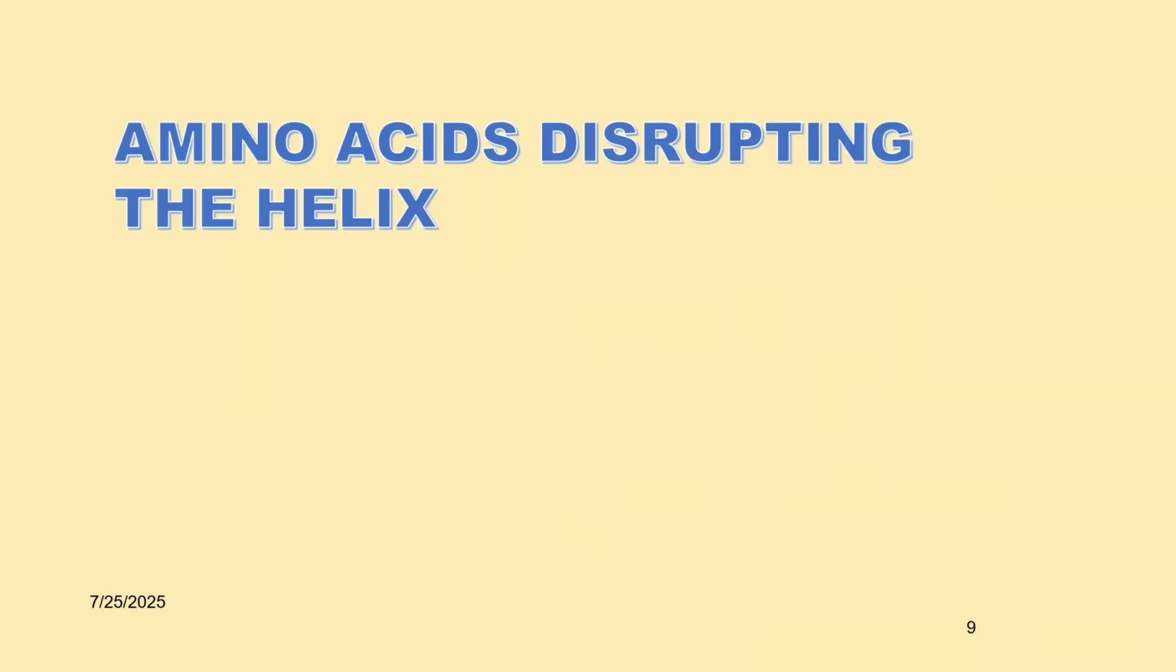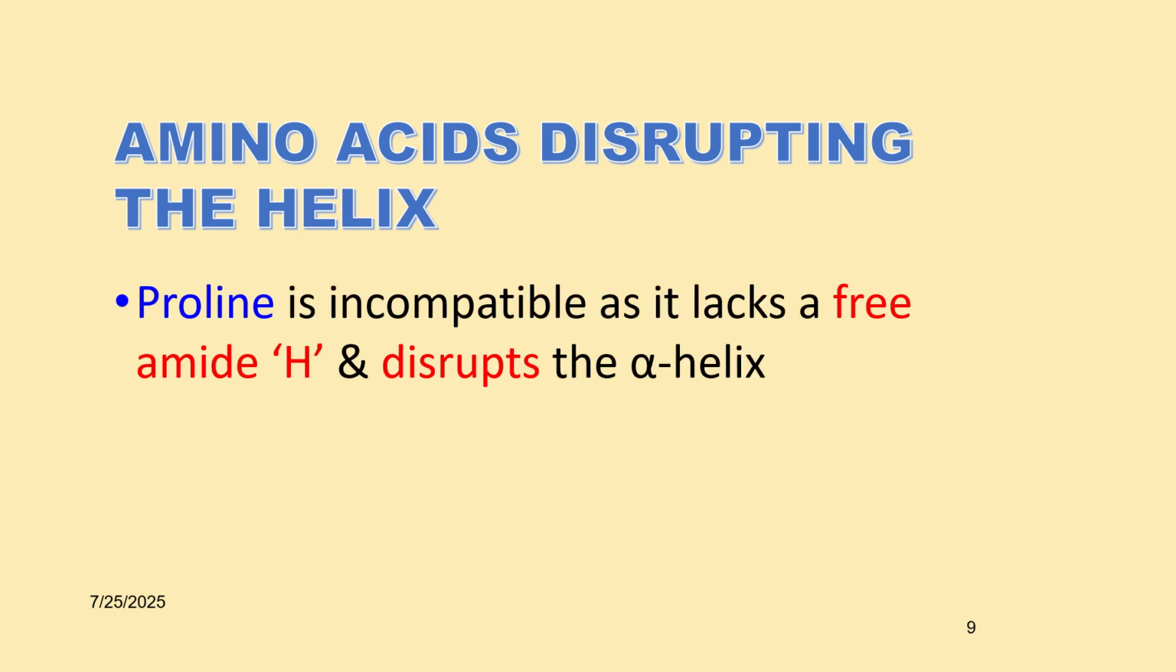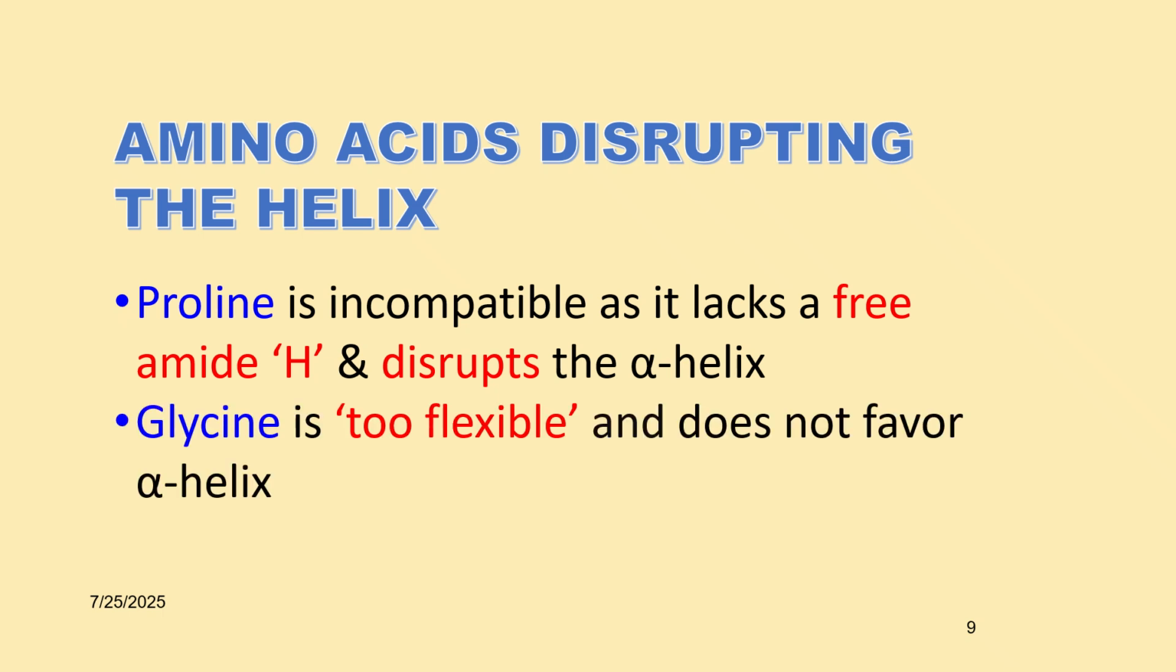Next important point about alpha helix, you should know which amino acids disrupt this structure. Basically, proline is incompatible as it lacks the free amide hydrogen. It is a rigid amino acid and it disrupts alpha helix. The other amino acid is glycine, which is the smallest amino acid. It is too flexible and does not favor alpha helix. So, proline and glycine amino acids disrupt alpha helical structure.